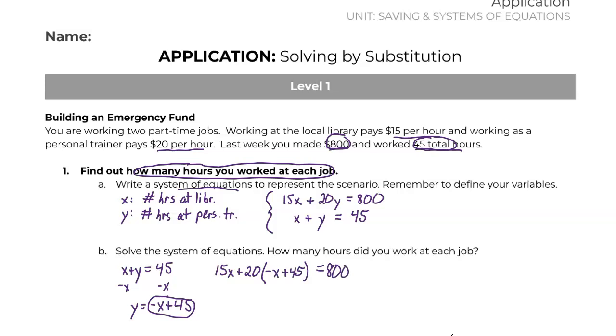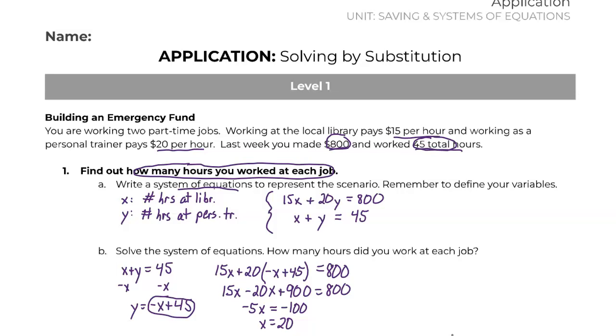Now solve this resulting equation. Distributive property first. 20 times 45 is 900. Now combining like terms. And subtract 900 from both sides. And finally divide by negative 5. To get 20. Remember that x is representing the number of hours worked at the library, so saying that we worked there for 20 hours makes logical sense, that that's possible.